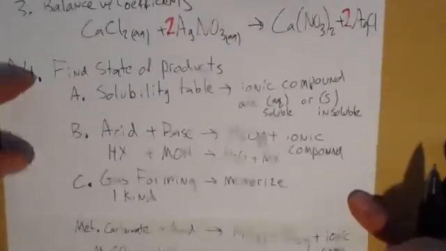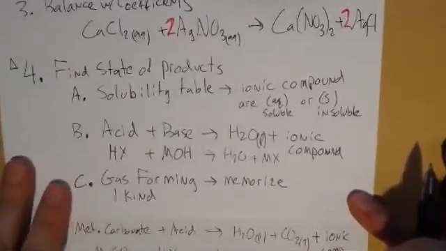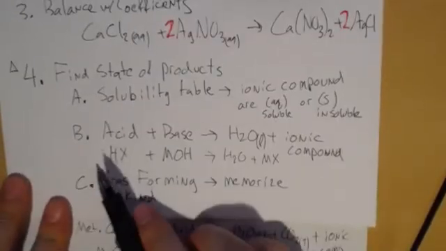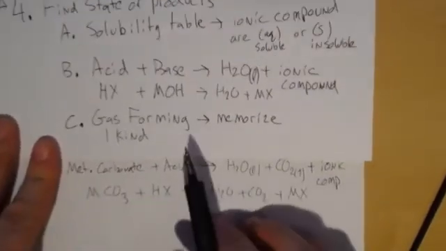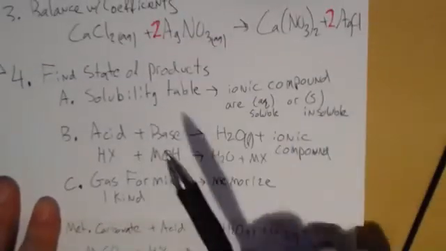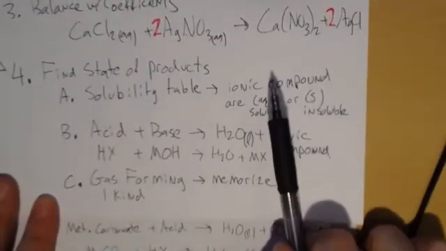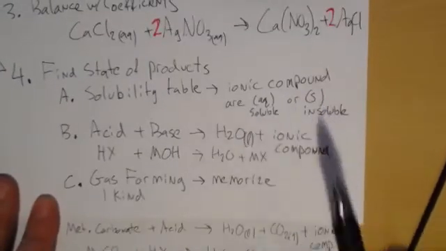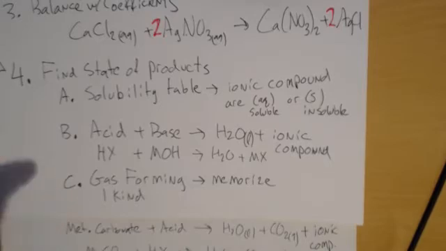But at any rate, when you're trying to find the states of the products, you want to say to yourself, okay, did I have an acid and a base? Or did I have an acid and a metal carbonate? If those cases aren't true, then I'm only going to look at the solubility table and decide if the products are solid or aqueous, okay?